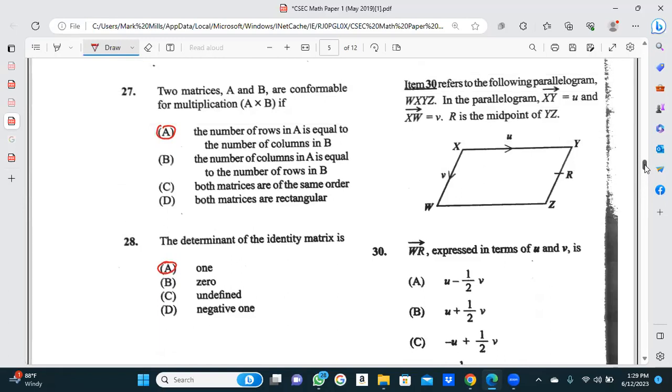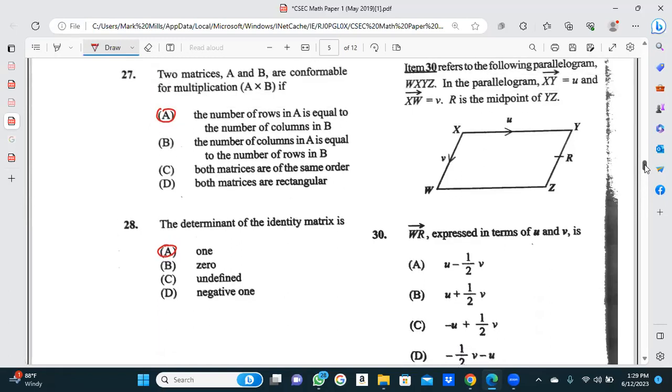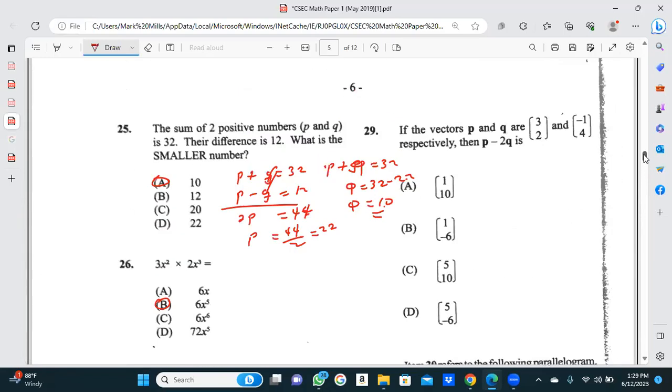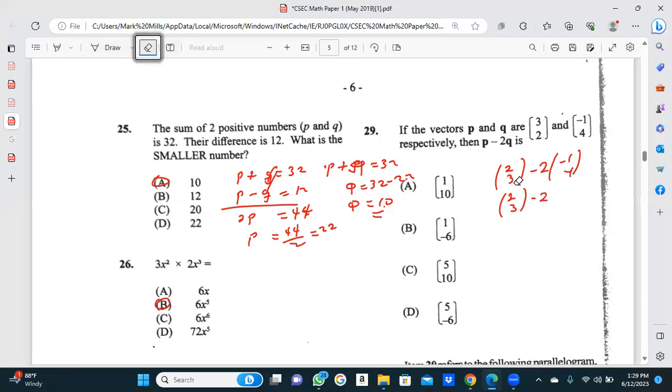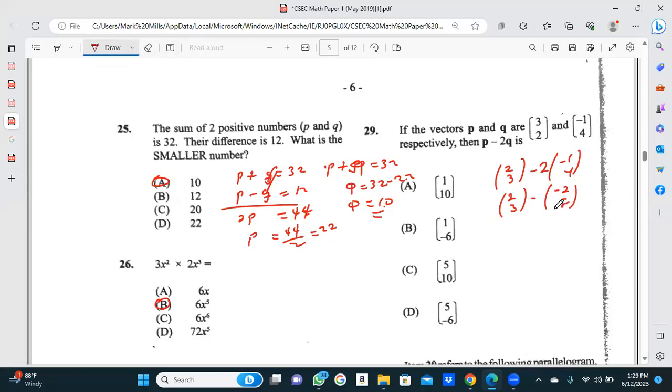30 now. They say WX is... Remember the 29? Let me see 29. Where is 29? 29 now. We should know 29, but P is what? 2, 3 minus what? Q, which is 2 times -1 and 4. So it'll be what? 3, 2, 3, 2 over 3, negative 2 over 8. Right. Plus 2. No. So here should be what? 2 minus 2. So 1 over here, -2 and 8, right?